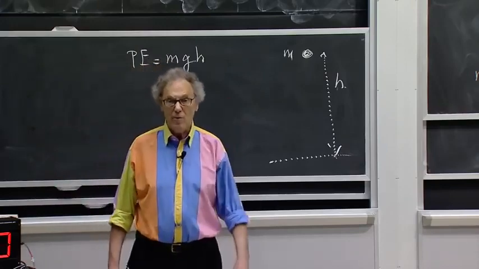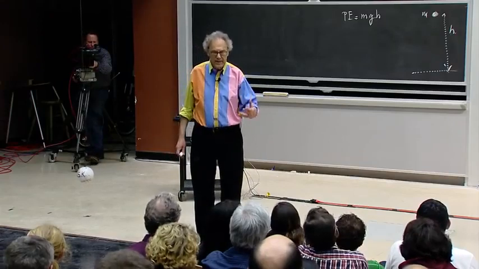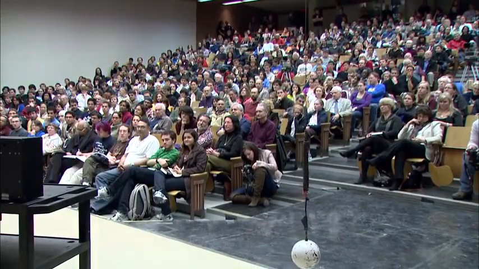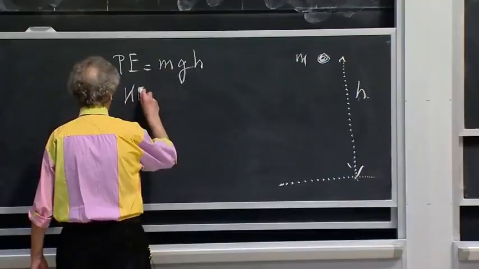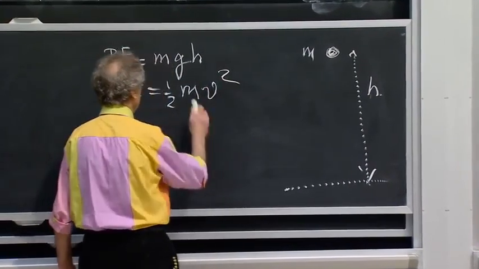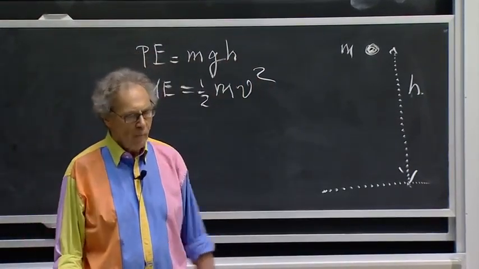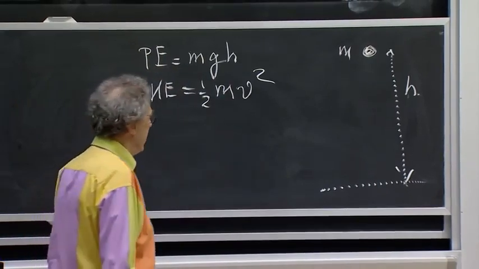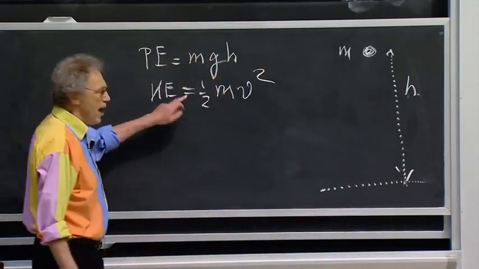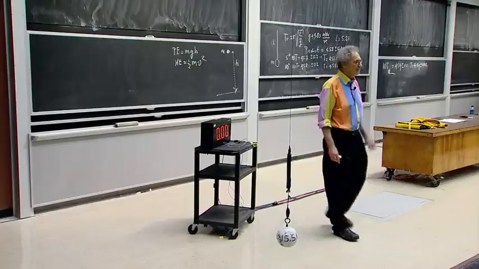As the object goes down, it picks up speed. And we associate with speed energy, which we call kinetic energy. And the kinetic energy of an object with mass m is 1/2 mv squared. m is the mass, and v is the speed of that object. If the object goes down and it hits the floor, then the potential energy is zero, and all that energy is now converted to kinetic energy. Because energy, we believe, is conserved.